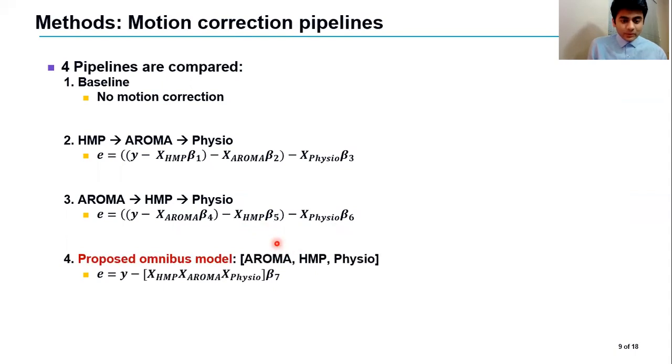And finally, our proposed omnibus model, where we concatenate the XHMP, aroma, and physio regressors into an omnibus matrix and regress it at once. And this can be considered a fair comparison because the same set of regressors, the same class of regressors is used across these 3 pipelines.